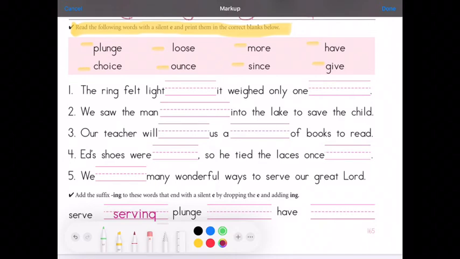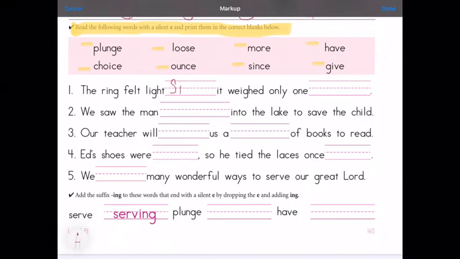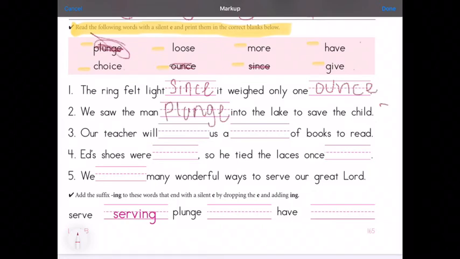The ring felt light since it only weighed 1 ounce. All right, so I'm going to write in those two words. Since. Ounce. You need to do the rest of these on your own, numbers 3, 4, and 5.